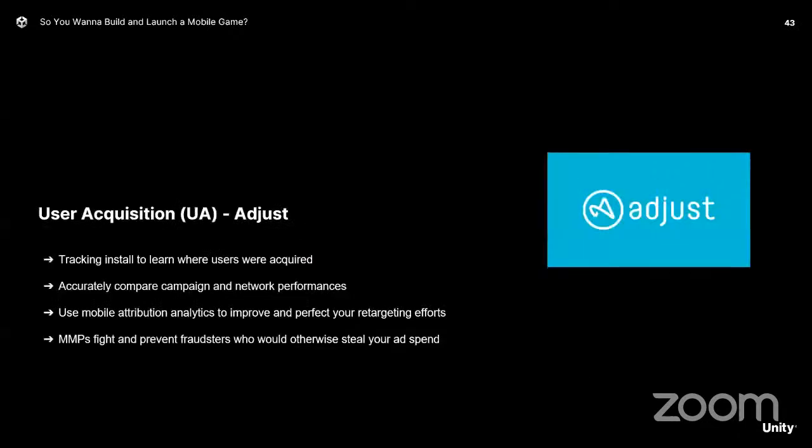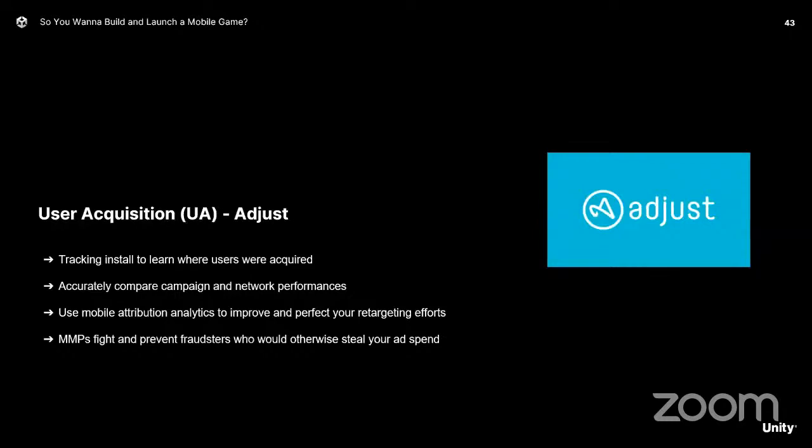And of course, we also have Adjust, which gives you the ability to track where your users are coming from or where your users were acquired. So Adjust is a very important user acquisition tool. It basically is an attribution tool that lets you track where the people are coming from when they join or download or play your game.